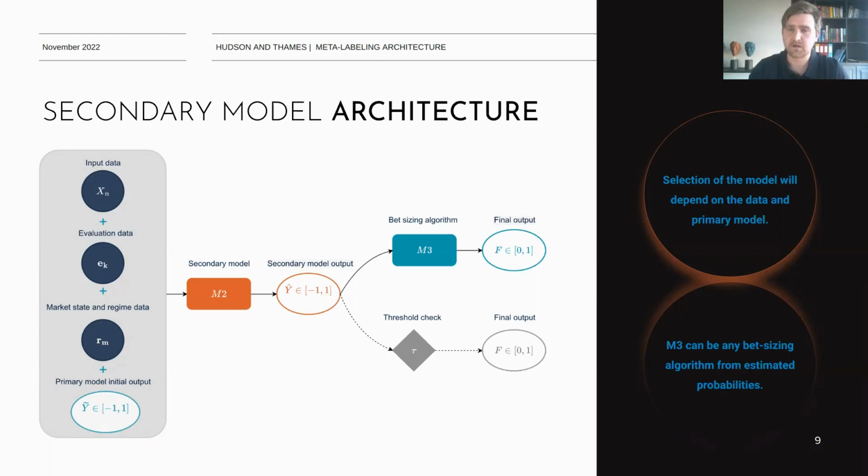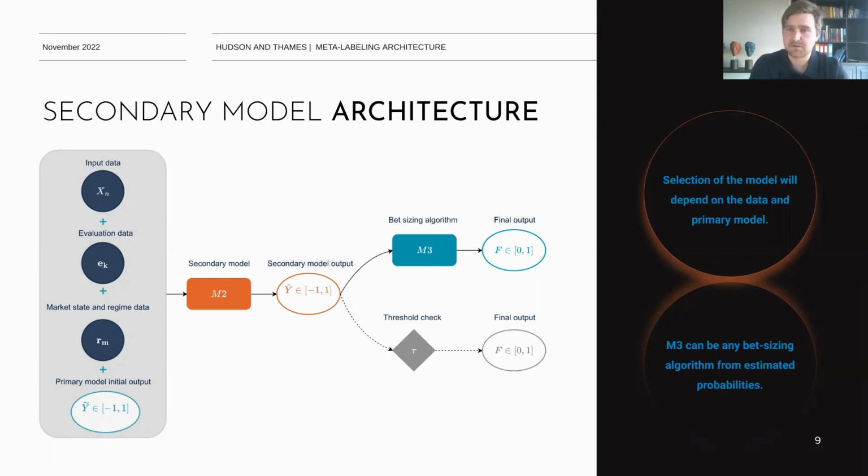We looked at the all or nothing approach. It's basically where there's a threshold check, and then you would either go all in or not, or you can maybe size according to the model confidence, how confident the model is. Then you can size positions according to that.